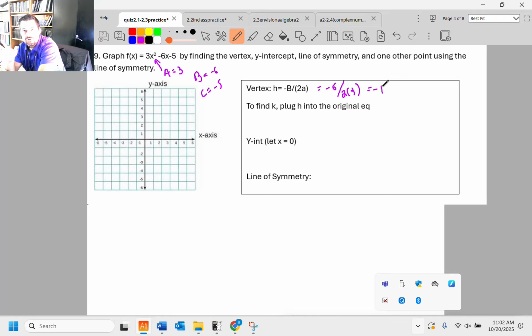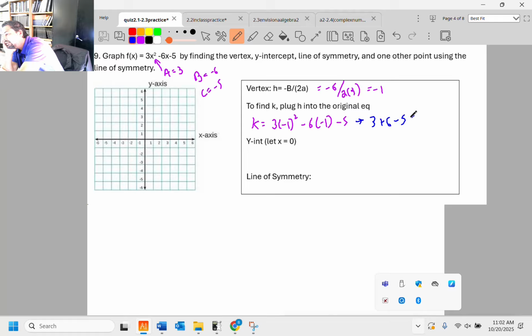Now that's how you get H. K is a Y value. So to find K, plug H back in. So K is going to be the result of plugging in that -1. And if you don't want to do that in your head, you don't have to. It ain't going to kill you. That's going to be a -1 squared is 1 times 3 is 3. A negative times a negative is positive, so +6 and then -5. And that's going to be 4.